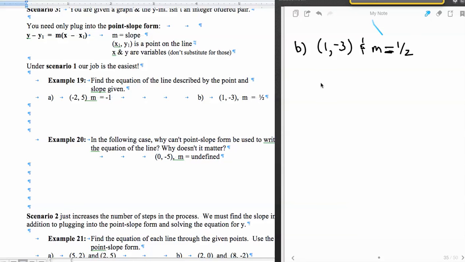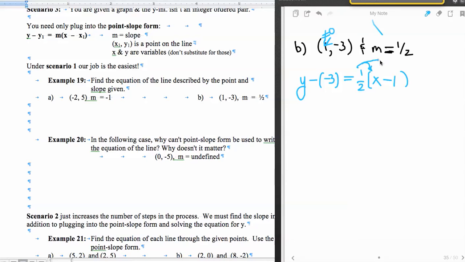Okay, so here's that problem that hopefully you tried on your own. We're going to put this into point-slope form because this does not equal 0, and so we know that this is not my y-intercept. So we're going to say y minus my y, which is negative 3, is equal to m, which is 1/2, times x minus whatever my x is, which is 1. And now I'm going to simplify.